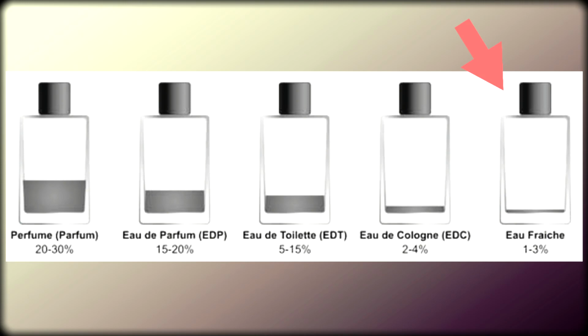Take a quick look at some concentrations. So Eau Fraiche is your lightest at 1 to 3% oils. Eau de Cologne is your next level at 2 to 4% concentration. Eau de Toilette, which a lot of us are familiar with, is 5 to 15%. Eau de Parfum, we get a little stronger here at 15 to 20%. And Parfum concentration, 20 to 30% generally. This is the strongest. Not quite though. We have something a little stronger.